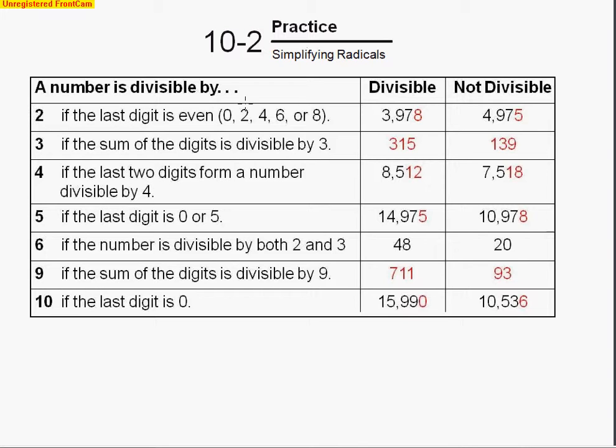Well, if it's an even number, we can divide by 2. For 3, if the sum of the digits is divisible by 3, so you can see 3, 1, and 5 add to make 9, and you see how 3 goes into 9. This is the important one, though: 4, because it's a perfect square. The square root of 4 is 2, so we want the perfect squares. We want to be able to take those out. And the rule is, look at the last 2 digits. If 4 goes into the last 2 digits, then you can divide by 4.